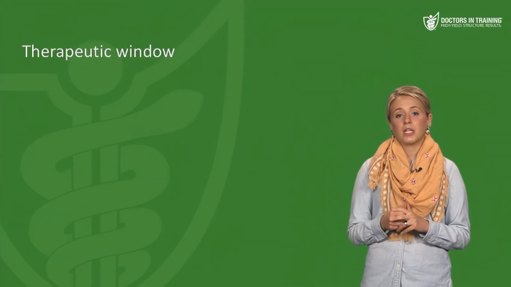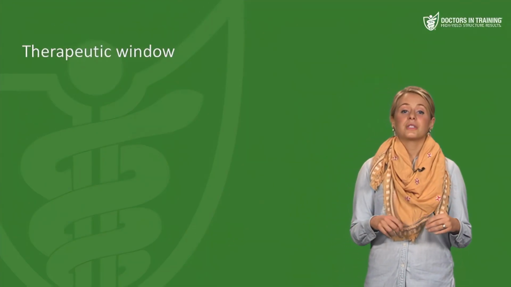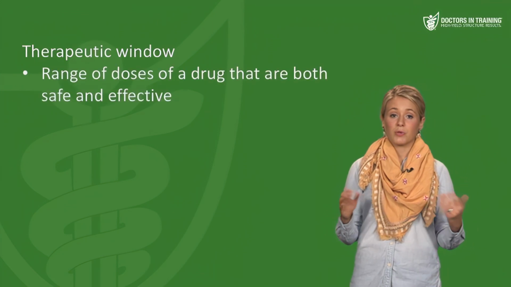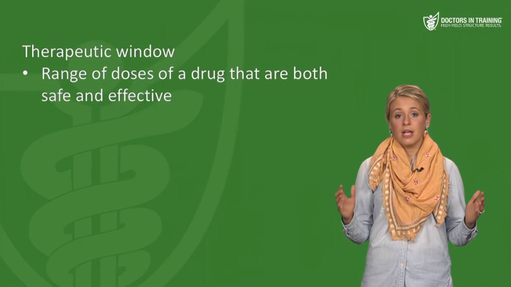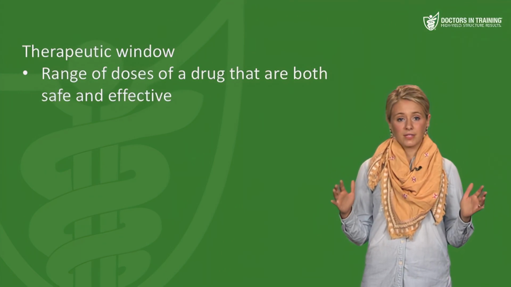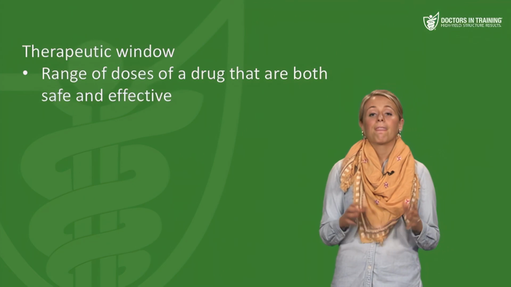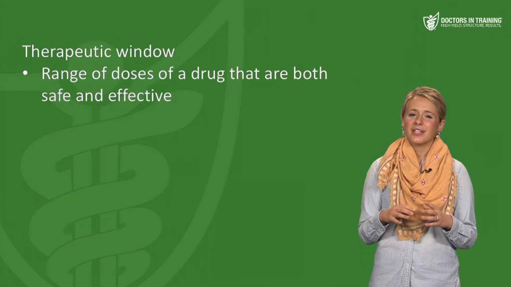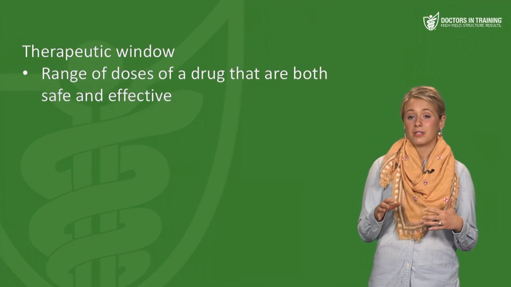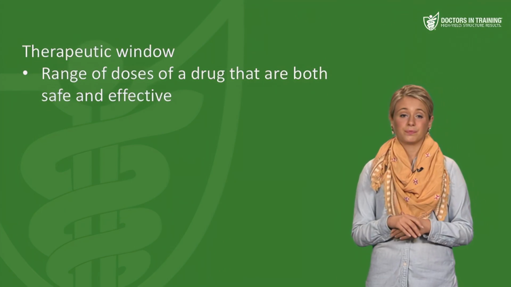You should also be familiar with a therapeutic window, which just means the range of doses that drugs are both safe and effective. If a drug has a wide therapeutic window, that means there's a big gap between the effective dose and the toxic dose. A narrow therapeutic window means that the gap is pretty small and it's fairly easy to go from a nice safe therapeutic dose to a toxic dose.